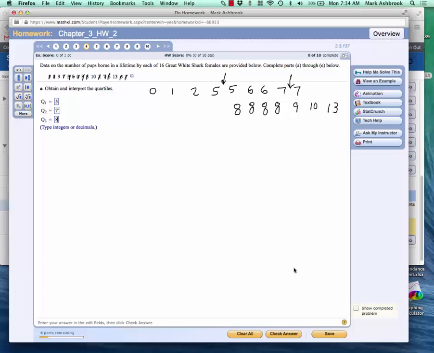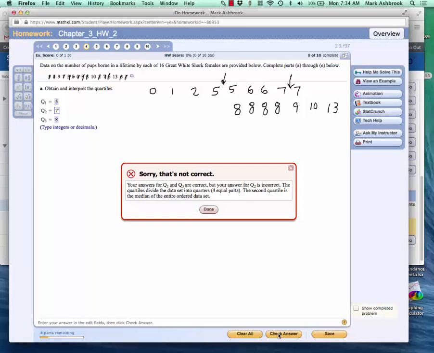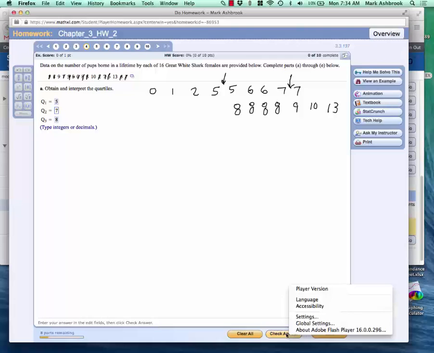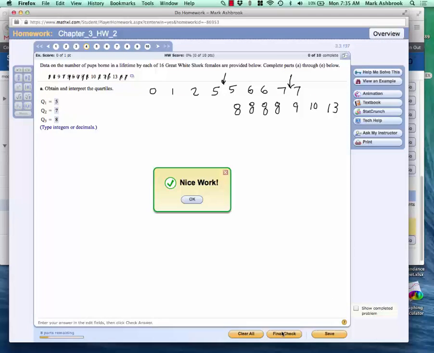So the average of those is 8. All right, let's see how we did. Huh, what did I do wrong? 7 is not right. 1, 2, 3, 4, 5, 6, 7, 8, 9. What am I doing wrong? Nice and loud. Oh, okay, I don't feel as bad. There we go. Okay.